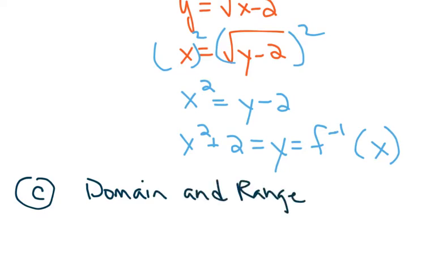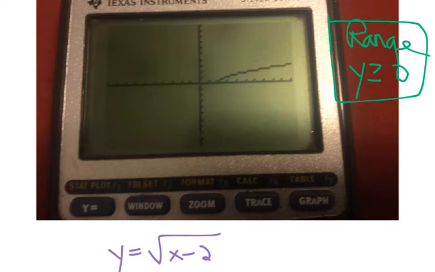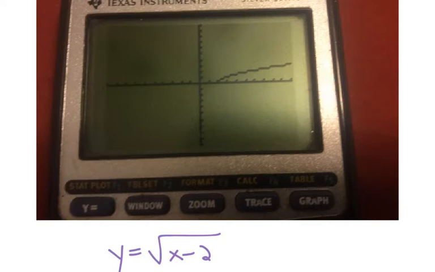But here's the thing. Remember when we looked at the original graph here? Let's get rid of this now. Let's look at what it looks like on the calculator screen. The original graph was a sideways, like half of a parabola. And the domain was x had to be greater than or equal to 2. So that was the domain. And then the range was y had to be greater than or equal to 0.